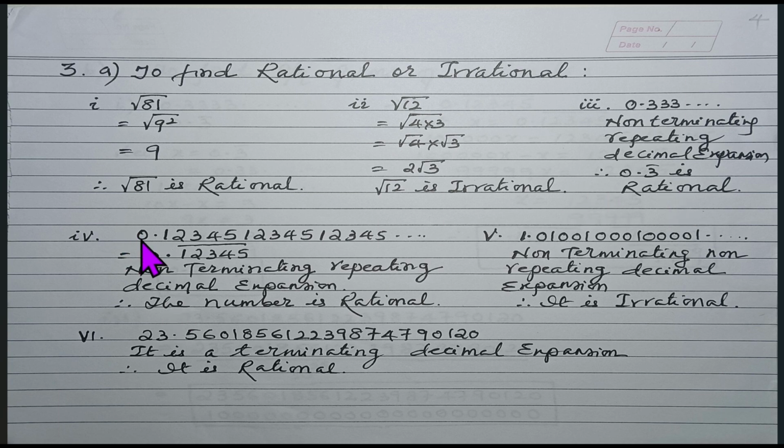Now if you take the next example, 0.12345, 12345, 12345, that means 12345 is a repeating block, and therefore it is a non-terminating recurring decimal expansion.